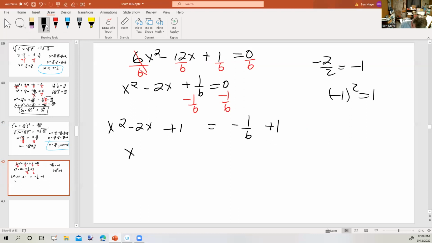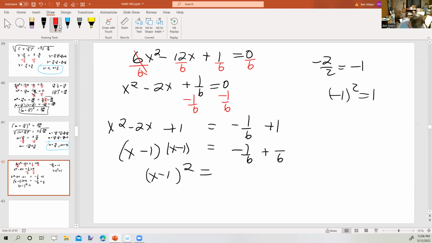On the left side, I have x minus 1 times x minus 1, or x minus 1, the quantity squared. On the right side, my common denominator is 6, so I've got -1/6 plus how many sixths? Well, I'd take 1 and multiply it by 6/6, so I get -1/6 plus 6/6, which is 5/6.